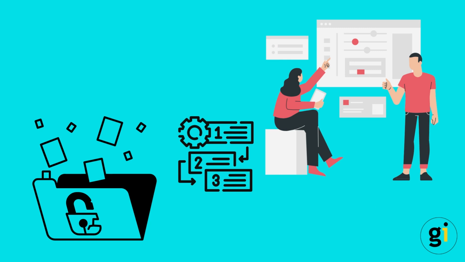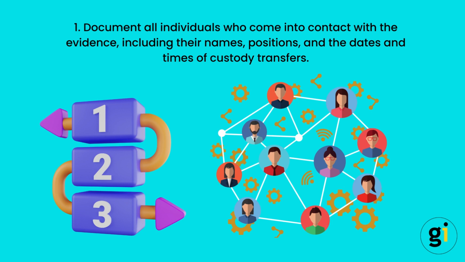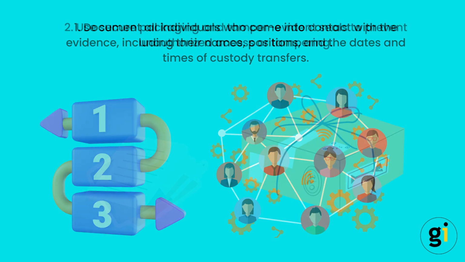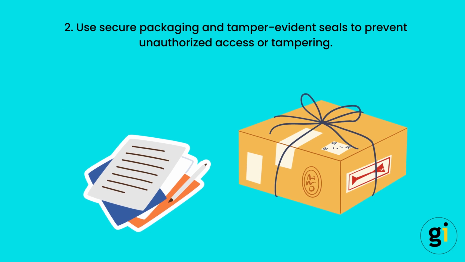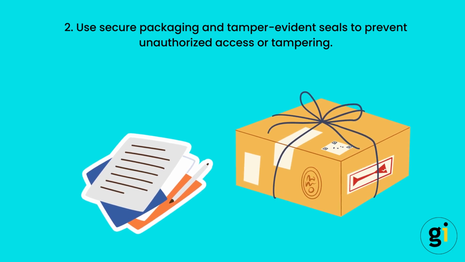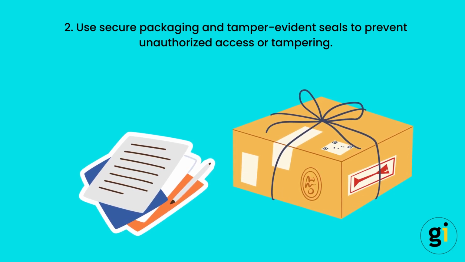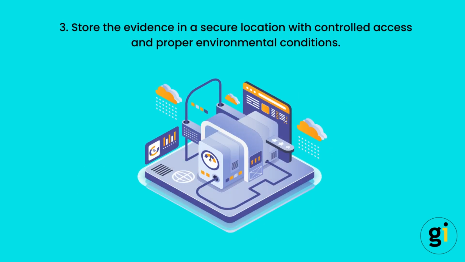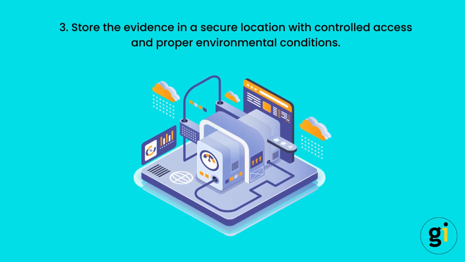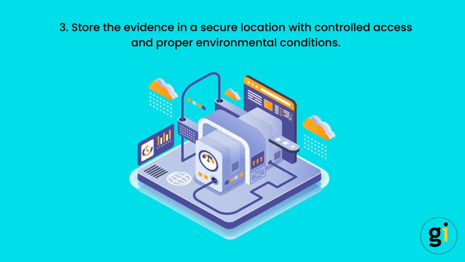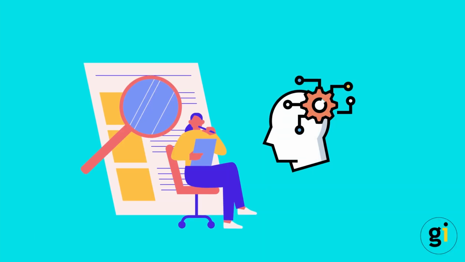To maintain the chain of custody, it is crucial to: 1. Document all individuals who come into contact with the evidence, including their names, positions, and the dates and times of custody transfers. 2. Use secure packaging and tamper-evident seals to prevent unauthorized access or tampering. 3. Store the evidence in a secure location with controlled access and proper environmental conditions.